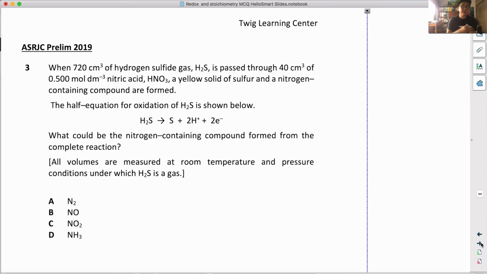Okay, basically all these are about the same. You need to always write two half equations and also find out the mole ratio, and then that's where you combine them together by balancing the electrons. Okay, so let's look at this one.